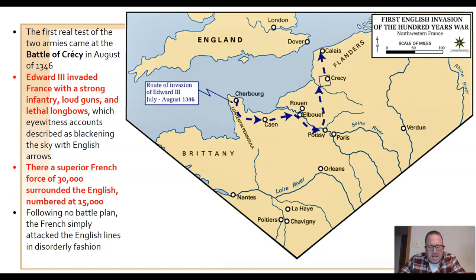Got that? All right, so the French outnumbered them, sort of 30,000 French soldiers to 15,000, so 2 to 1. So it looks as if the French got the numbers advantage. But they didn't really follow any battle plan or anything like that. Not much of a strategy, so they just attacked the English with their cavalry, with their knights on their horses, expecting that they would just run right over them. But that's not what happened.